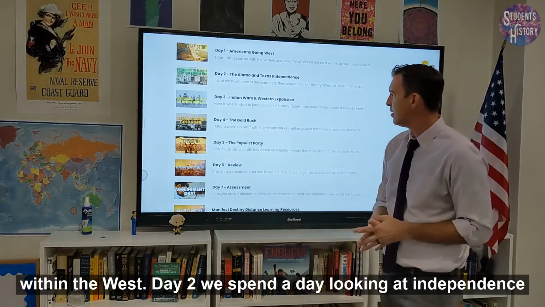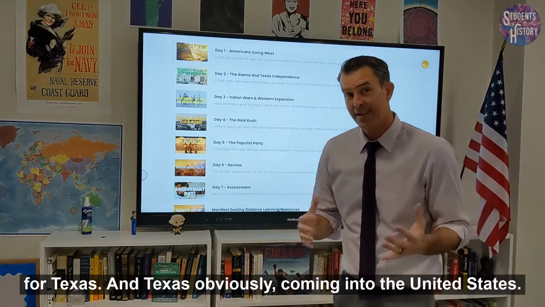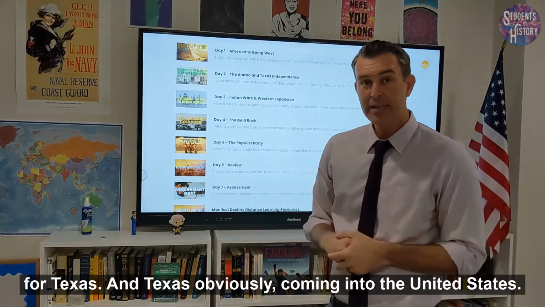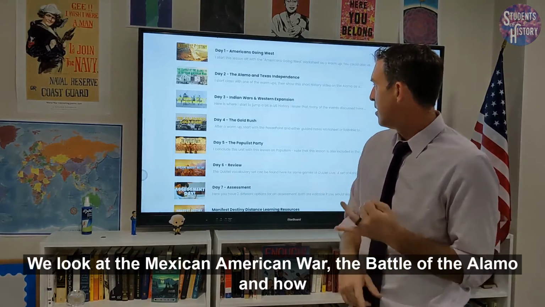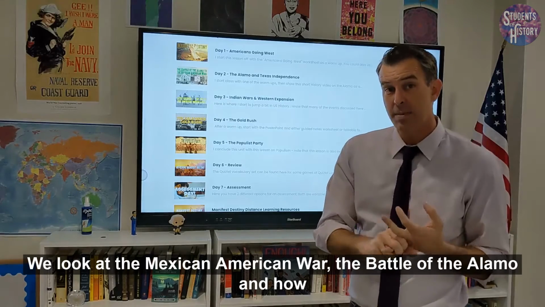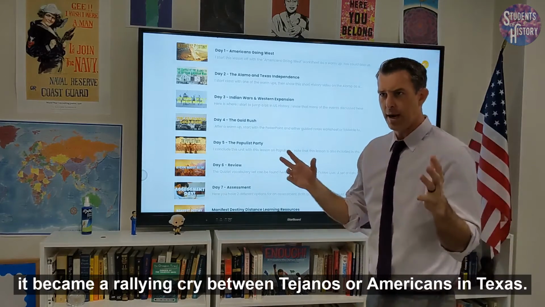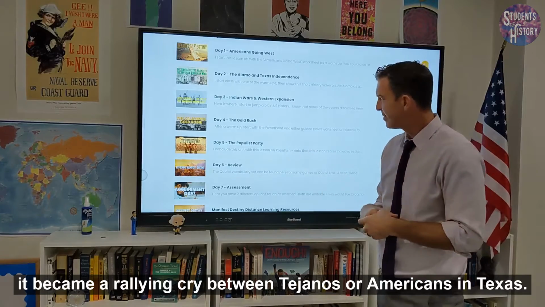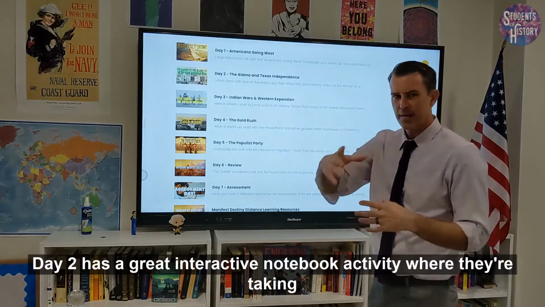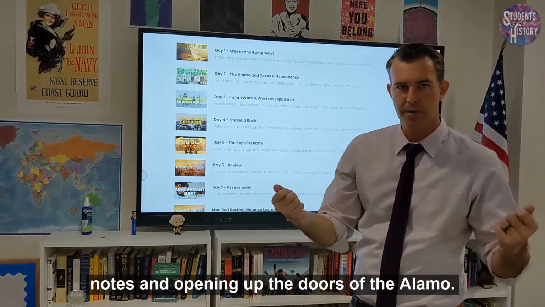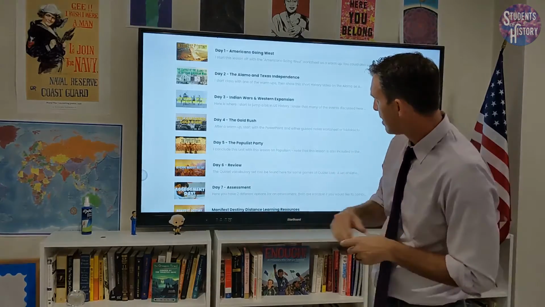Day 2, we spend a day looking at independence for Texas, then Texas obviously coming into the United States. We look at the Mexican-American War, the Battle of the Alamo, and how that became a rallying cry between Tejanos or Americans in Texas. Day 2 is a great interactive notebook activity where they're taking notes and opening up the doors of the Alamo.